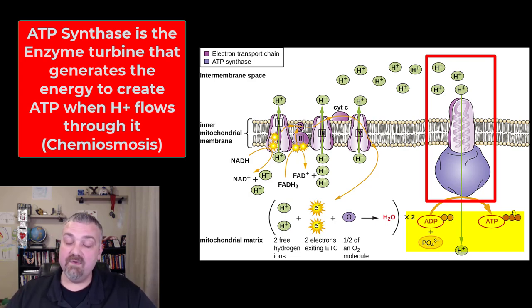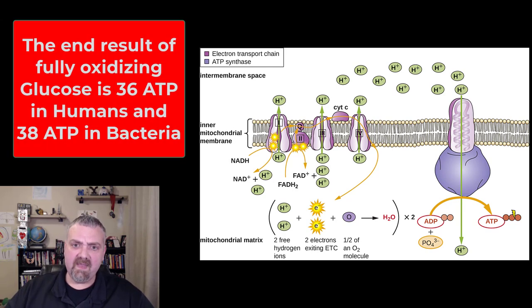So all right, I know this has been a lot, but we've now been through glycolysis, the intermediate step, the Krebs cycle, and the electron transport system. So hopefully you now see how we've gone from food, glucose, our fuel, to 36 ATPs in humans and 38 ATP in bacteria. So you've done it.